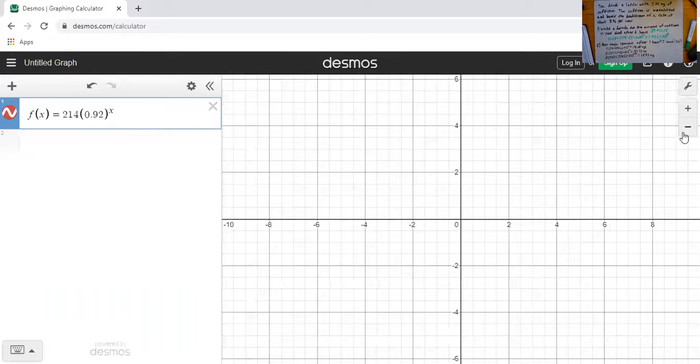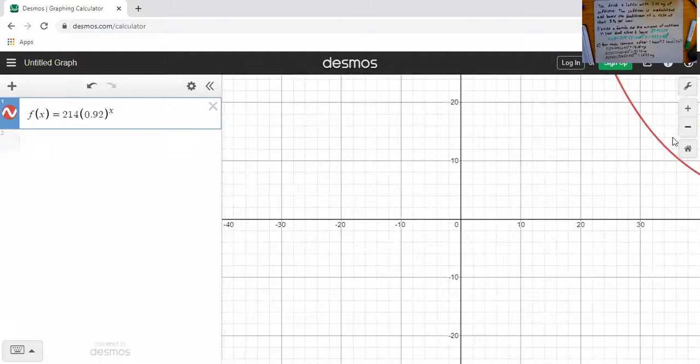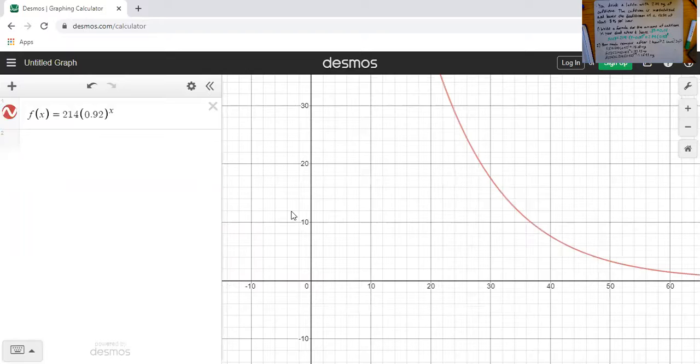No matter how far we follow this to the right, it never quite reaches zero. Now, this doesn't mean that if you drink coffee once, there's always caffeine in your bloodstream in real life. This is where the model doesn't necessarily represent real life very well. But the important thing is that it does take a long time for drugs like caffeine or Tylenol or anything else to leave your system.